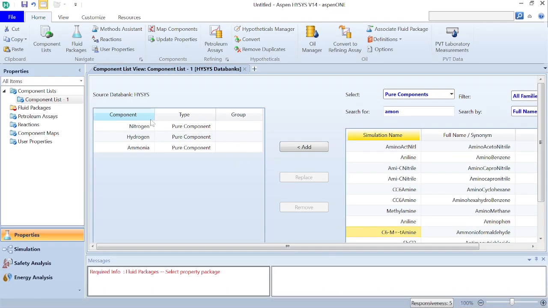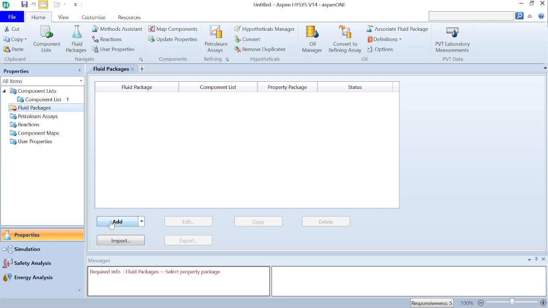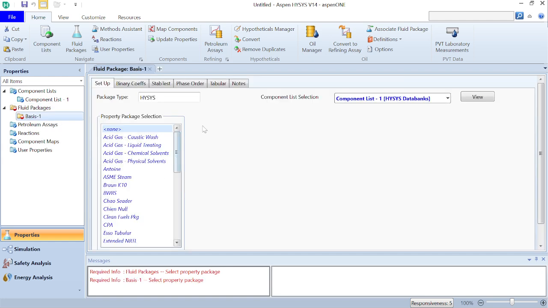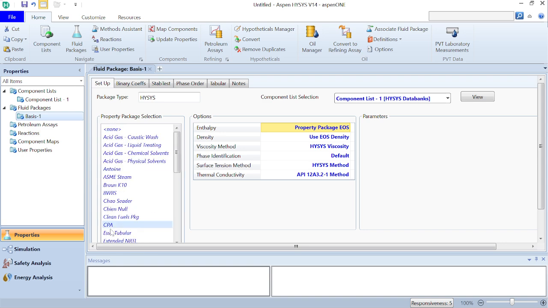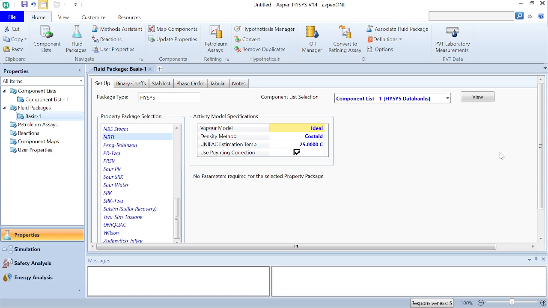I already have my nitrogen, hydrogen, and ammonia selected. So going to my fluid package, I can make use of NRTL. I can also make use of SRK for it. So what I'm going to do is run a simulation checking the two results. I'll first start with NRTL, and then I think we'll compare the result for the SRK in the class. So let's go. NRTL.